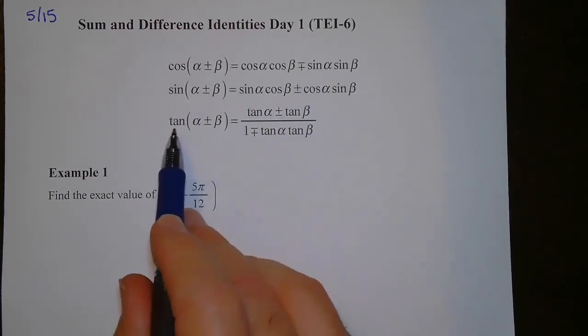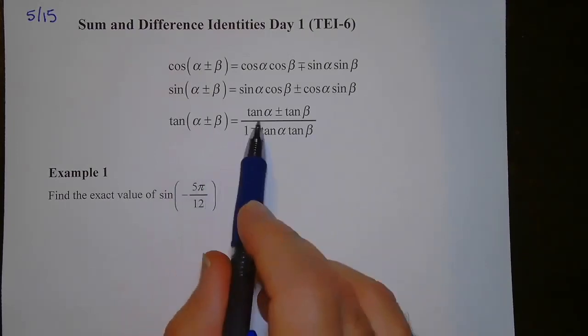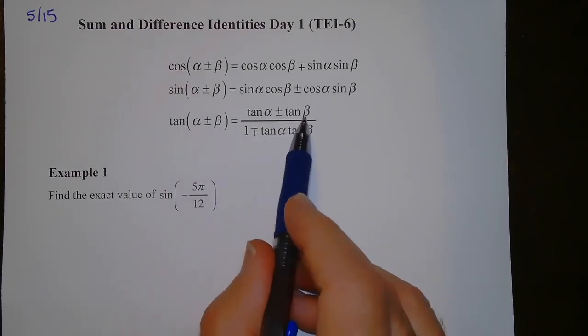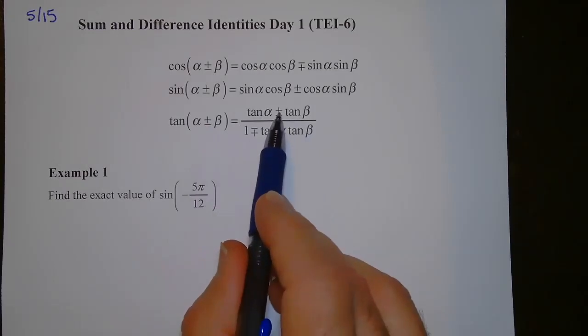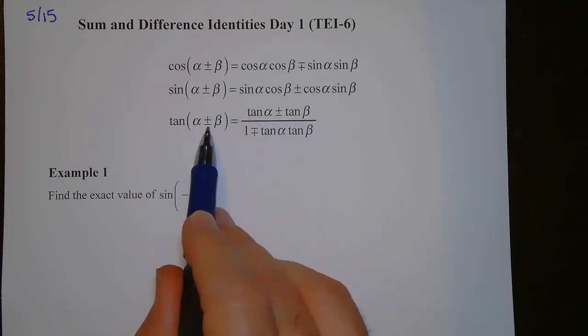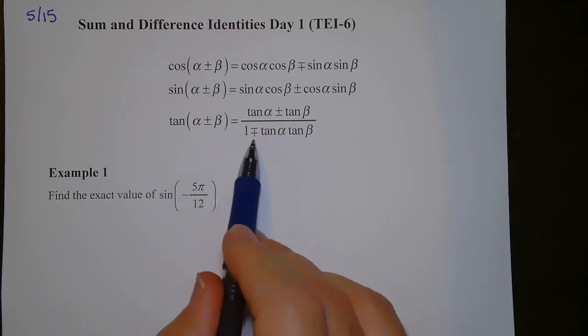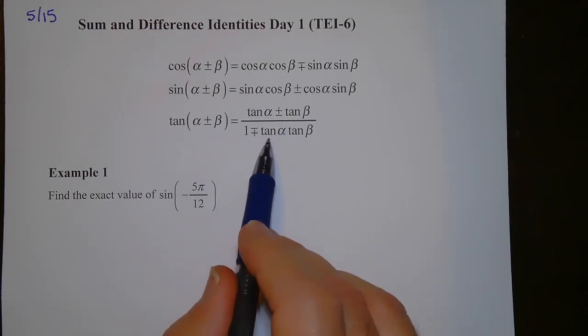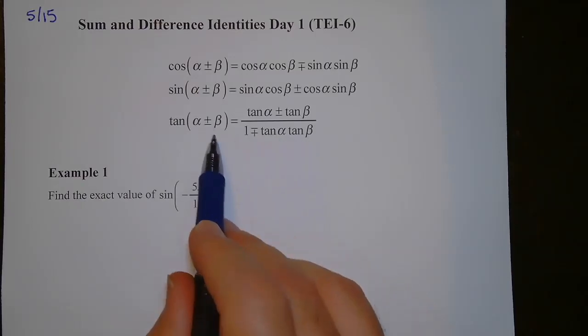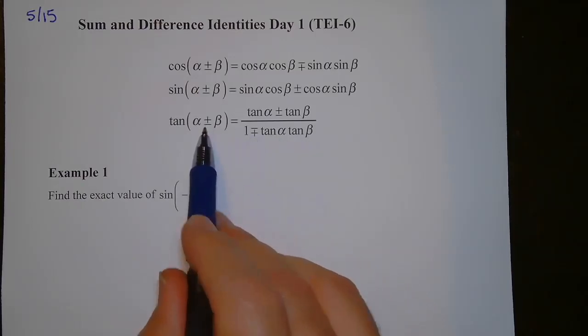All right. And then tan of alpha plus or minus beta is tan of alpha plus or minus tan beta. So if this one's adding the numerator, we're going to be adding them together. If we're subtracting, okay, then we're going to be subtracting the numerator, right? And then the denominator would just be 1 minus plus tan alpha tan beta. So this one's going to be the opposite of what we're doing here, okay?